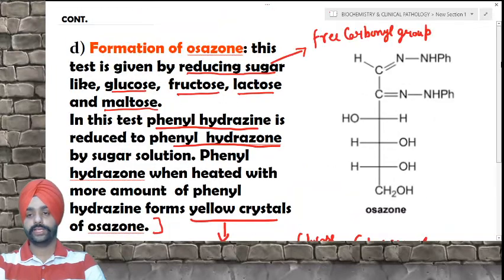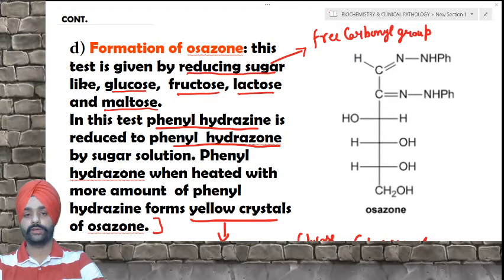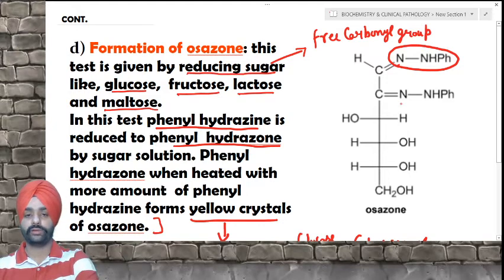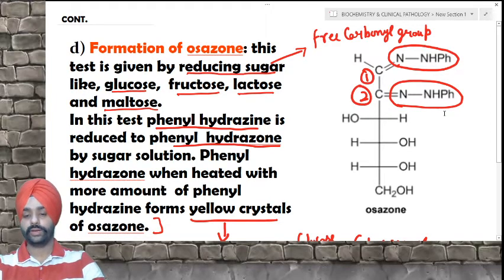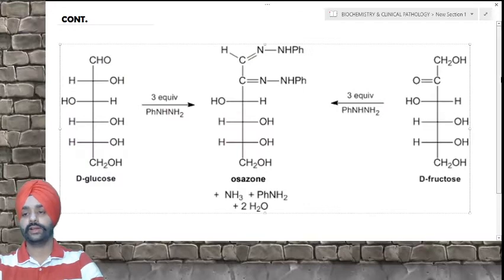So see here in the figure, the first carbon atom where the aldehyde group is present is usually converted into phenylhydrazone by addition of phenylhydrazine. Here phenylhydrazone is formed, and then on further heating in the presence of phenylhydrazine, it forms phenylosazone, also known as glucosazone. Now the second phenylhydrazine reacts at the second carbon. So now let us understand this in detail.